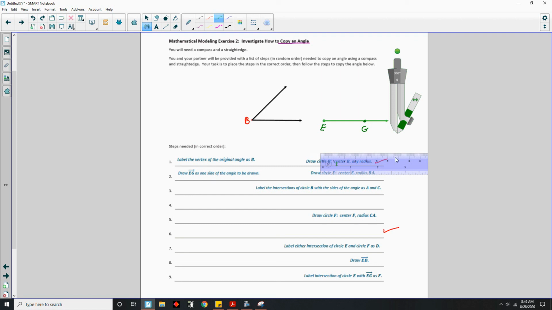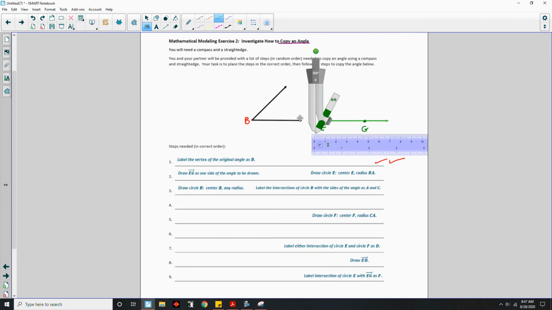Now what else can I do? Well, the only other check mark I had was this one. So I am going to draw circle B, center B, any radius. I'm going to bring my compass over here, put it right at the vertex, open it up any radius. It doesn't matter as long as you're going through the rays. Don't go way out here so you're beyond the rays. And I'm drawing the circle.